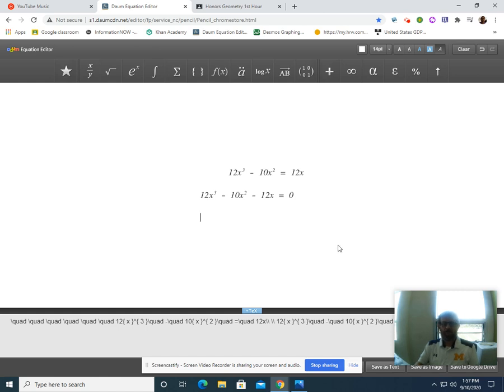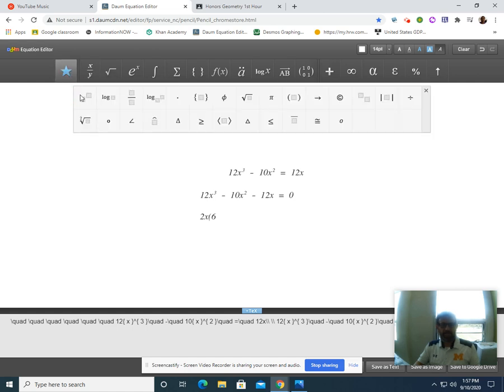common factor. So if you look at 12x cubed, 10x squared, and 12x, they all have a 2 in them. That's the biggest constant you can get out. And they also have an x. So I'm going to pull out into the front 2x. And that's going to leave 6x squared minus 5x minus 6 inside the parentheses.